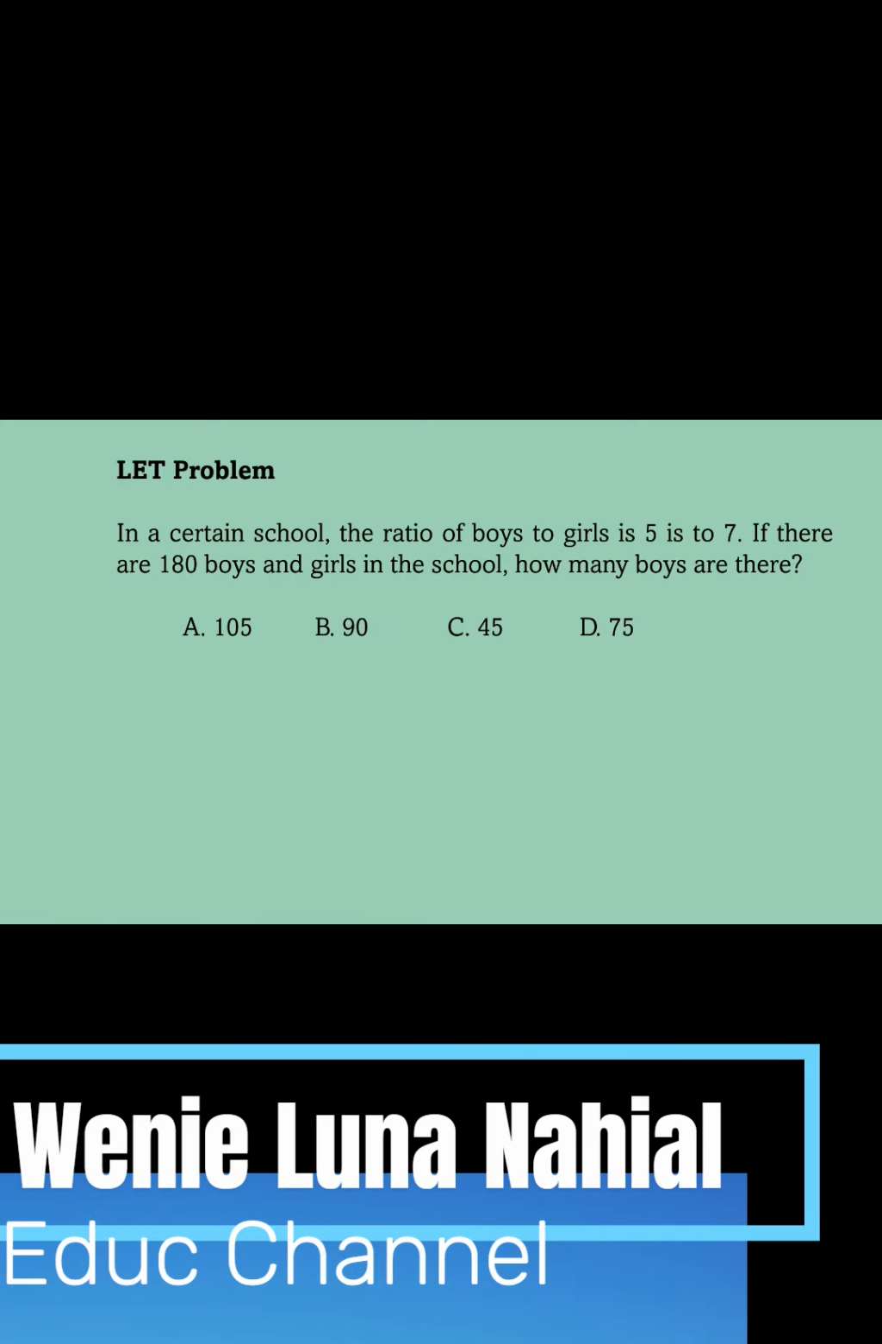Another problem. In a certain school, the ratio of boys to girls is 5:7. If there are 180 boys and girls in the school, how many boys are there? So the problem is all about knowing how many boys are in the school. So we have choices: A, 105, B, 90, C, 45, D, 75.